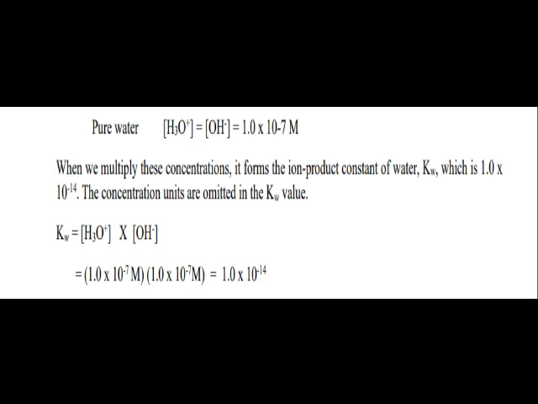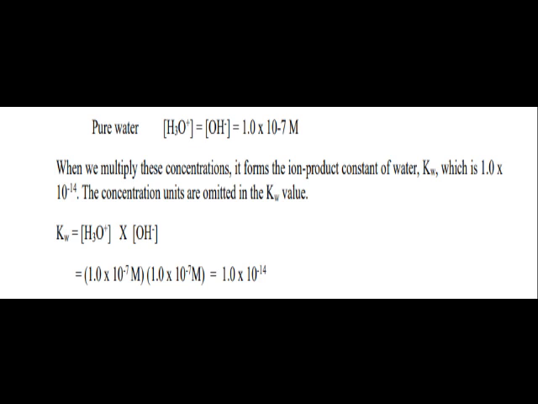Experiments have determined that in pure water, the concentration of H3O and OH at 25 degrees Celsius are each 1.0 times 10 to the negative 7 M. When we multiply these concentrations, it forms the ion product constant of water, K sub W, which is 1.0 times 10 to the negative 14. The concentration units are omitted in the K sub W value.